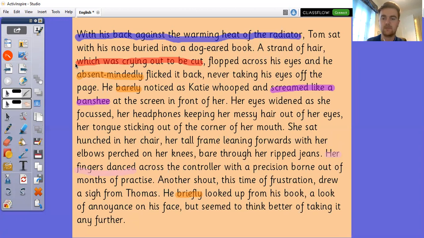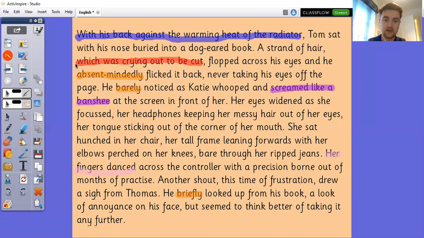Her headphones keeping her messy hair out of her eyes tells us a little bit about her hair, but also tells us about how into gaming she is. The fact that she's got headphones, the fact she's got them on, tells us that she's quite a keen gamer. She sat hunched in her chair, her tall frame leaning forwards with her elbows perched on her knees, bare through her ripped jeans. So again, that tells us a bit about her clothes. It tells us a little bit about how much she's concentrating.